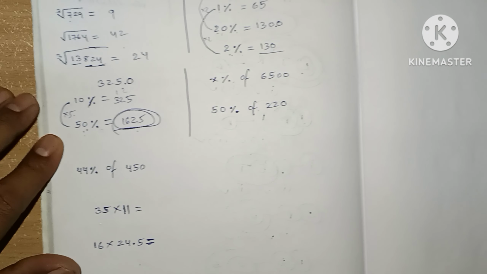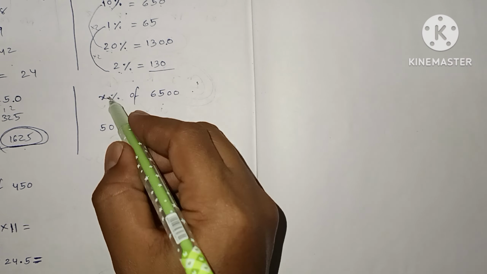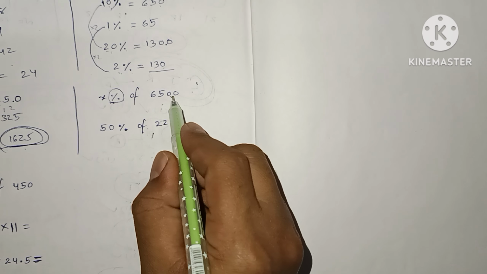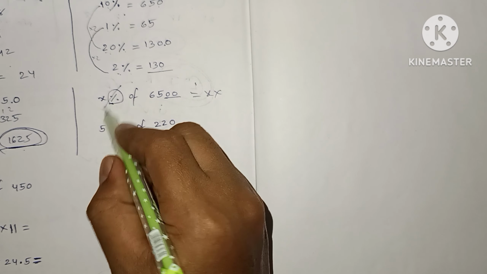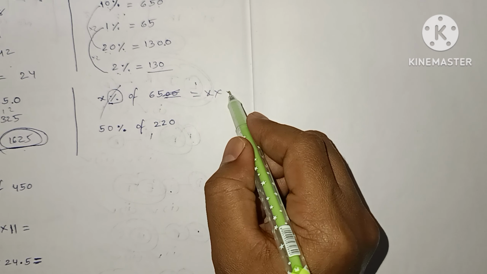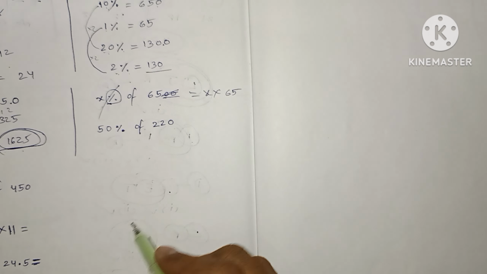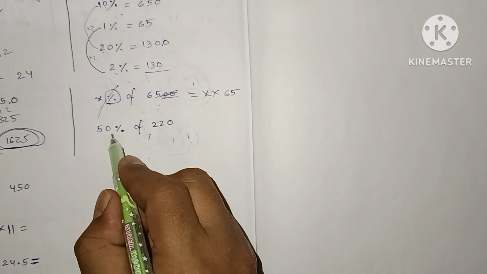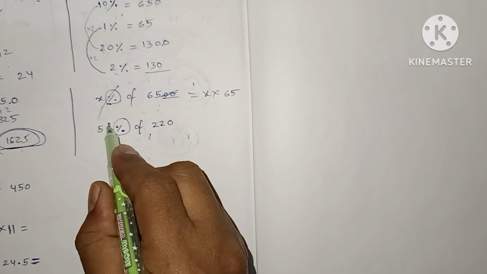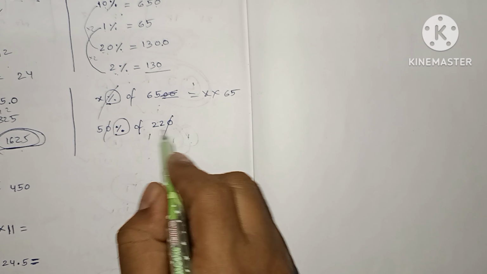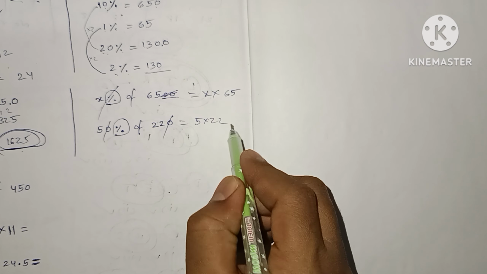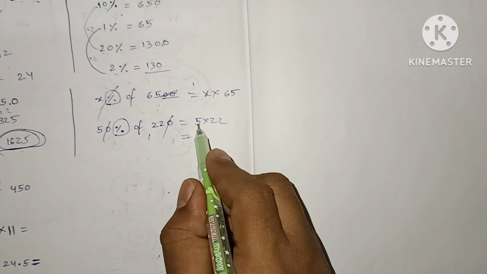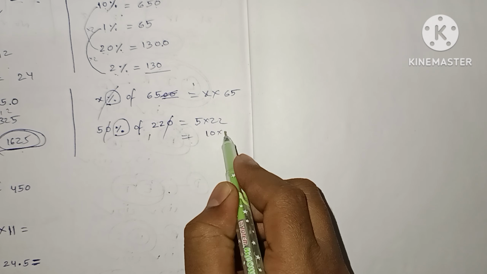Let's see some other tricks. If we see a percentage and a double zero, then they will be cancelled. Percentage and double zeros will be cancelled. We get x into 65. If we see a percentage and a double zero, we cancel. We will have 5 into 22. Yesterday I taught you how to calculate this one. 5 2 times is 10. 10 into 11 means 110.